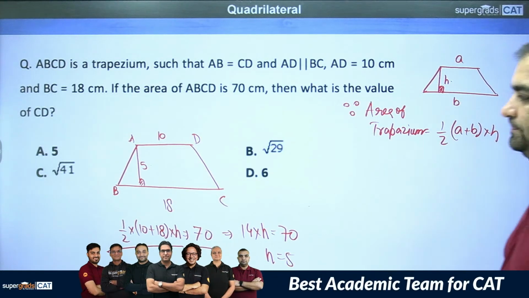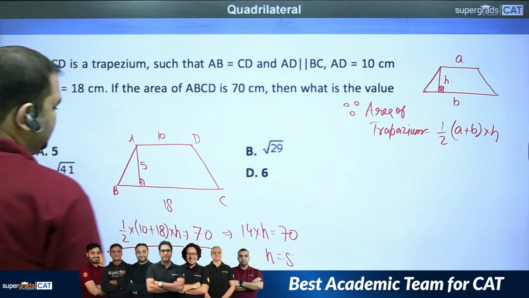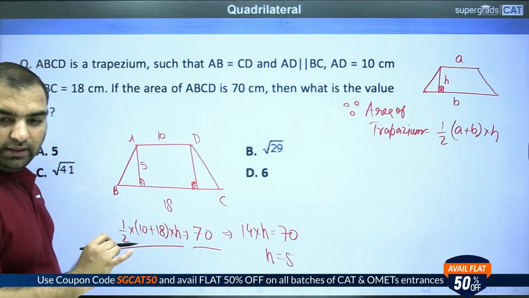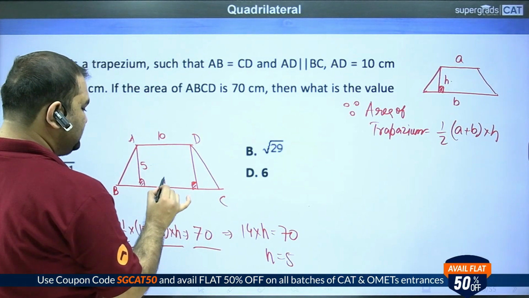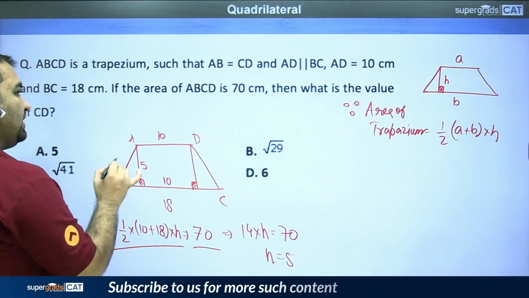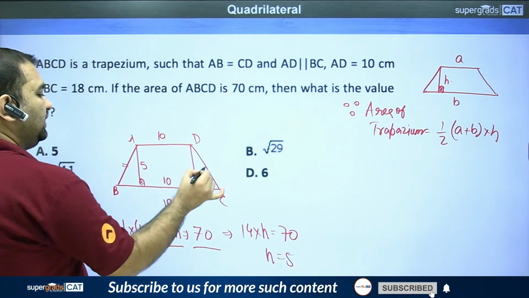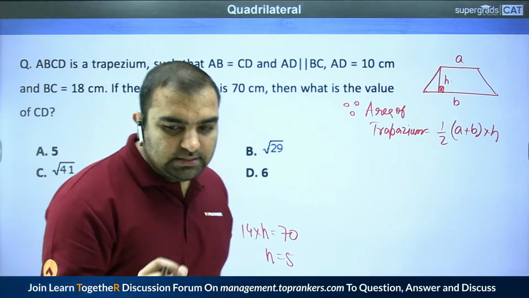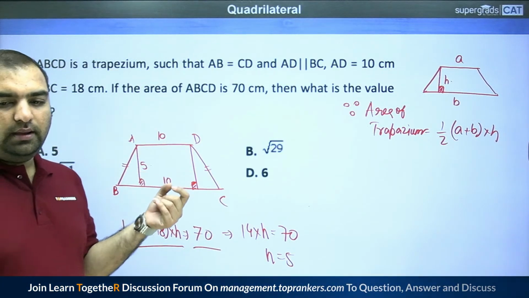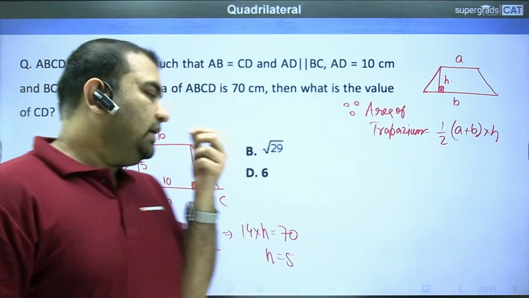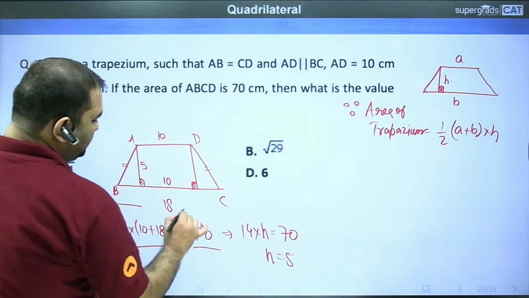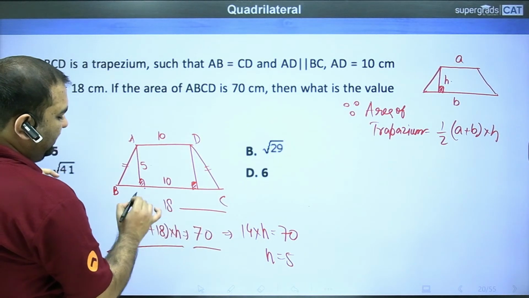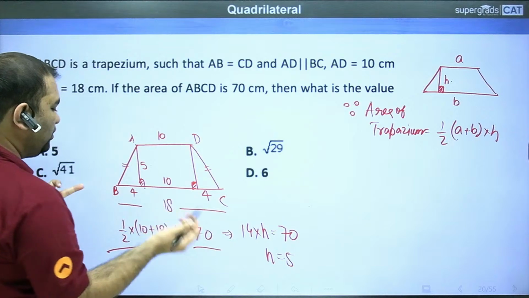CD is asked. What they are asking? CT. One more perpendicular is drawn. Is it a formation of a rectangle? For sure. If this is 10, this is also 10. Listen very carefully to what I say. Since these two sides were given equal, it was an isosceles trapezium. So after 10, 8 is remaining. Divide into 2 equal parts.